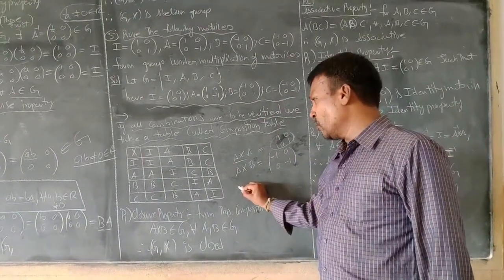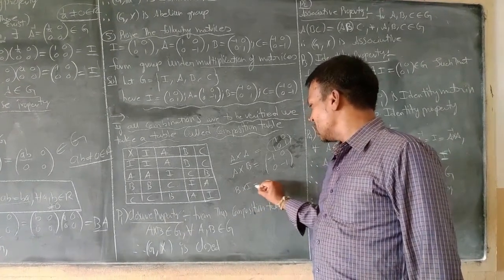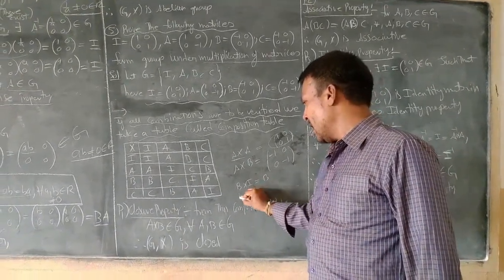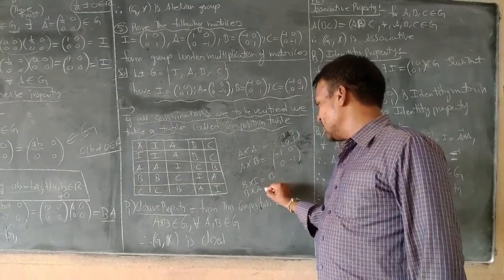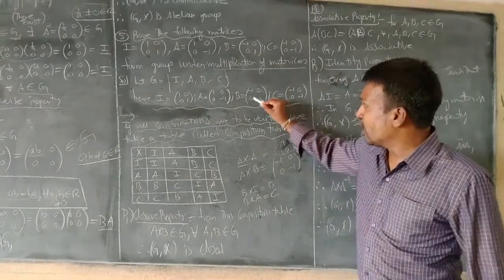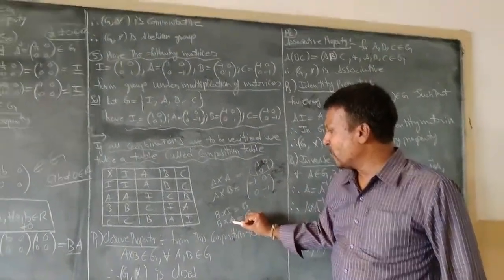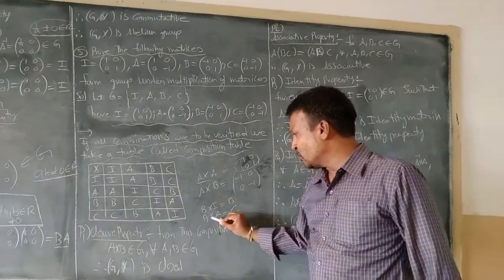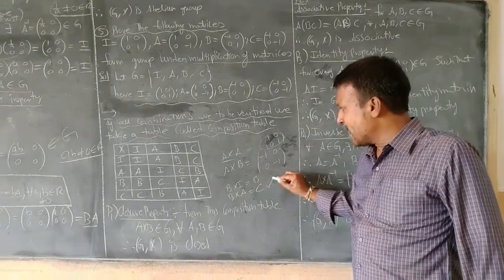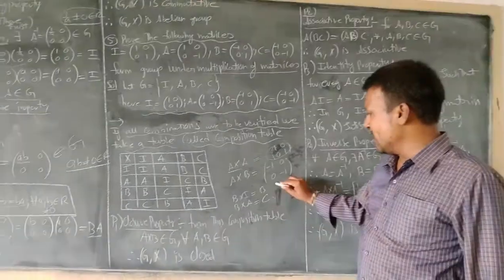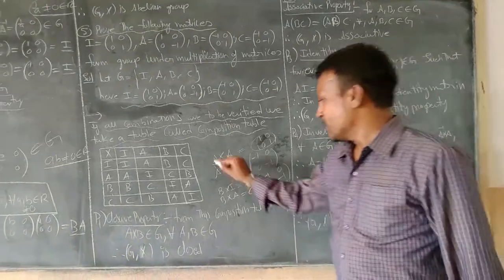So if we go for the verification part, B into I is definitely equal to B, and the second one is B into A, which is written as C. That is, if we take the original matrix of B and the original matrix of A and substitute them here and multiply these two matrices, we will definitely get the matrix C. That is, we get minus 1 0 0 minus 1, right?